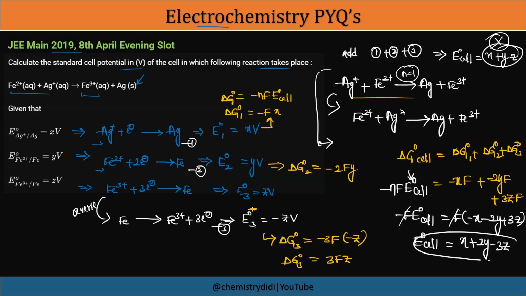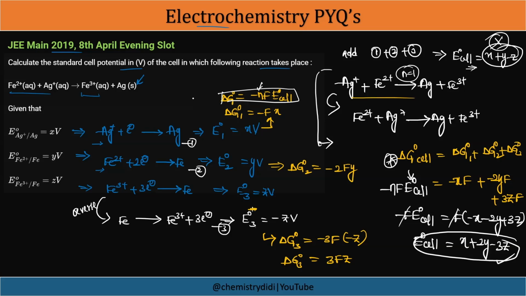So this is our desired answer, not this one. We can't add the electrode potentials directly. Electrode potential is an intensive property, whereas Gibbs free energy is an extensive, additive property, so we can add it. And it will take care of the electrons also. Here we are not even talking about the electron exchange, but in this formula you can see we are taking care of how many electrons are being exchanged. That's how you need to think. Whatever question comes, you need to solve it this way.